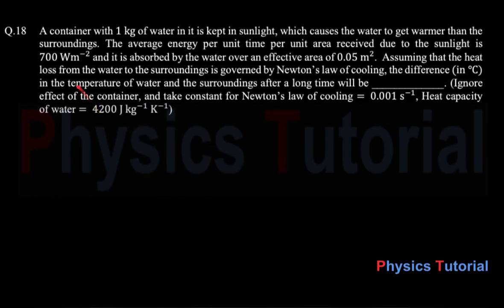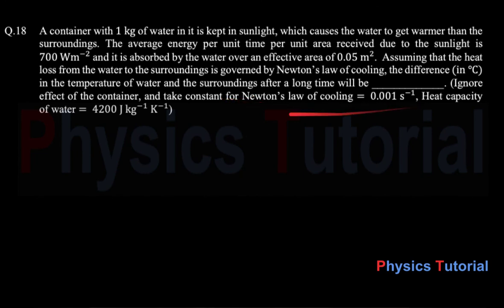And now question number 18. Come to another question. A container with 1 kg of water is kept in the sunlight, which causes the water to get warmer than the surroundings. The average energy per unit time per unit area received due to the sunlight is 700 watt per meter square, and it is absorbed by the water over an effective area of 0.05 meter square. Assuming that the heat loss from the water to the surroundings is governed by Newton's law of cooling, the difference in degree centigrade between the temperature of the water and the surroundings after a long time will be dash. Ignore the effect of the container and the constant of Newton's law of cooling.